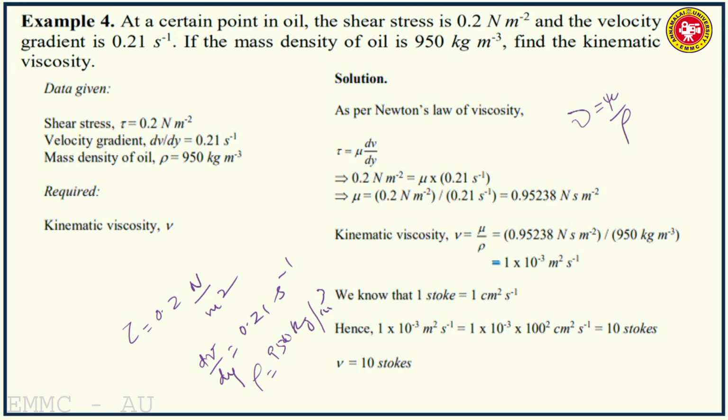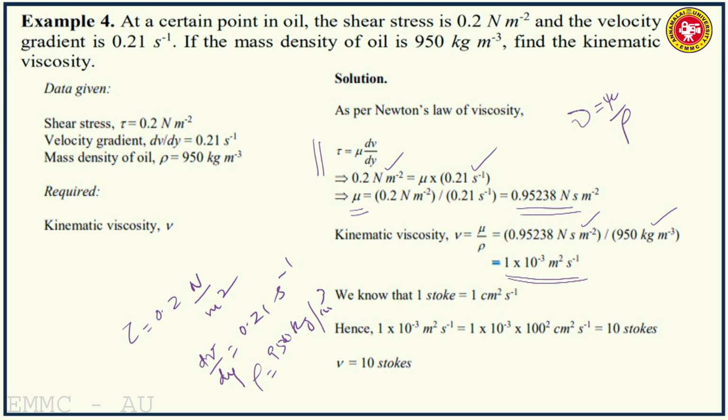Mu you can find out using Newton's law of viscosity, that is tau is equal to mu multiplied by dV over dy. So tau is given straight away, 0.2 Newton per meter square. Mu is the unknown, and velocity gradient is given 0.21 per second. Therefore you can find out the dynamic viscosity as 0.95238 Newton second per meter square. So now as we know mu, we can find out kinematic viscosity as mu over rho. Rho is given, so 10 power minus 3 meter square per second.